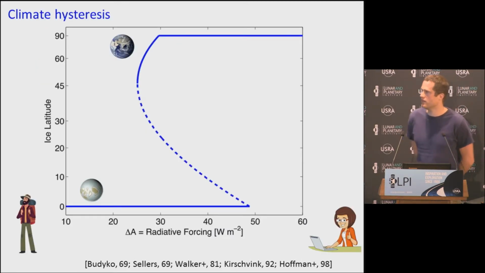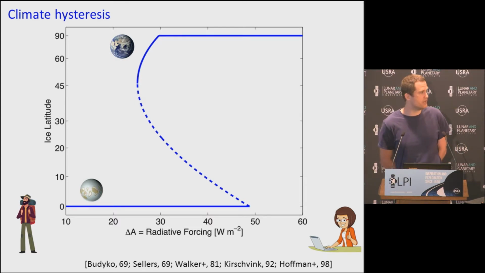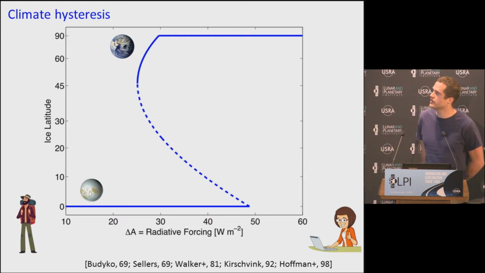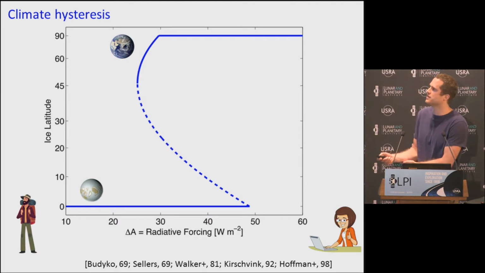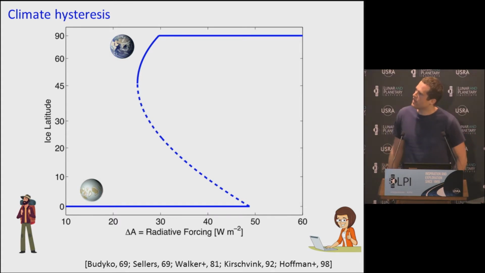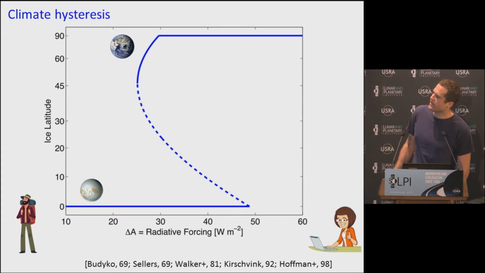And to do that, we need to know something about climate hysteresis. So this is a diagram from a simple climate model. And on the vertical axis, you have the ice latitude. So that's the latitude the ice goes to. If it's 90 degrees, that means there's no ice on the planet. And if it's 0 degrees, you're in a snowball. And so I have these little diagrams here. Something like modern Earth is up high at ice latitude, and something like a snowball Earth is at low ice latitude. And then the horizontal axis is the radiative forcing.